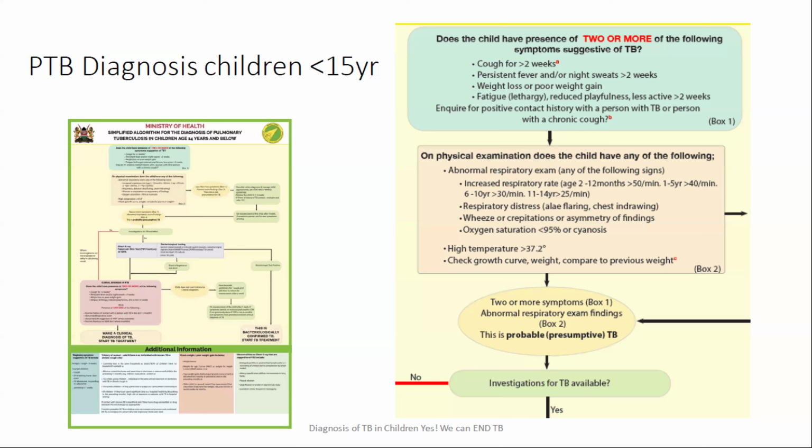So if you have two or more of those first four, the cough, the fever, the weight loss, and the reduced playfulness, together with any abnormal respiratory findings, then already you're thinking this is probable or presumptive tuberculosis. And the next step is, are there investigations in your facility available to check for TB? Next slide, please.